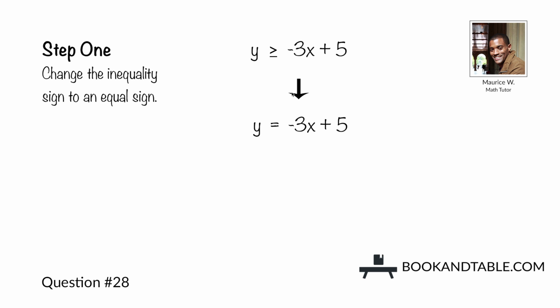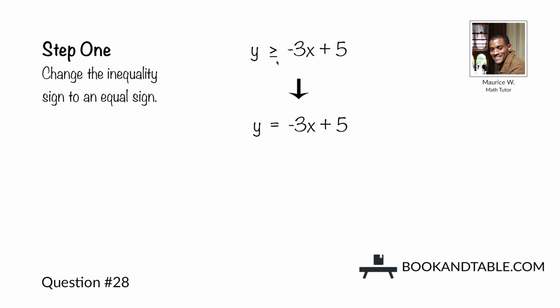So our final sketch will have a solid line instead of a dotted line. Since the inequality is greater than or equal to, the straight line that represents y is equal to -3x plus 5 is included in this inequality. So we will shade the area above this line, and since it's equal to, we will use a straight line instead of a dotted line.